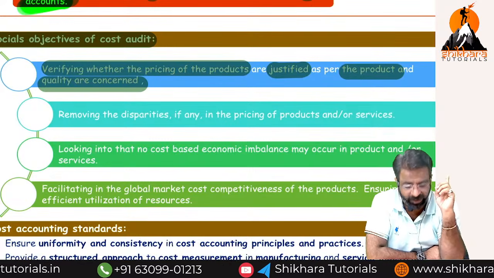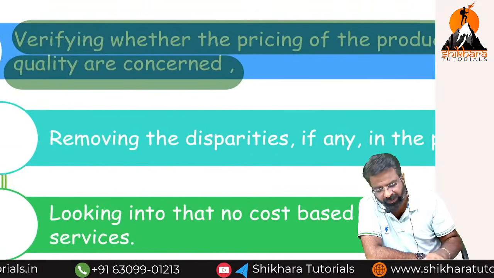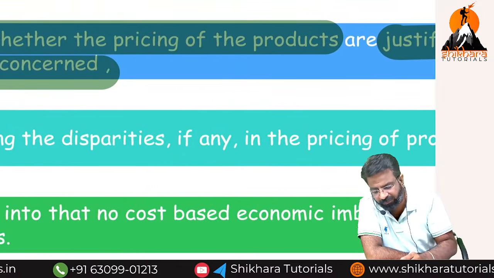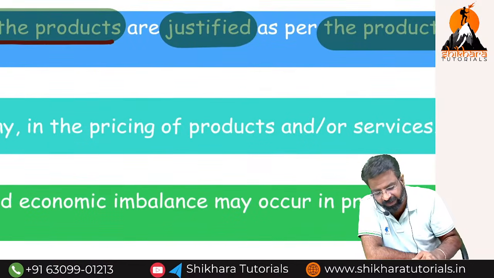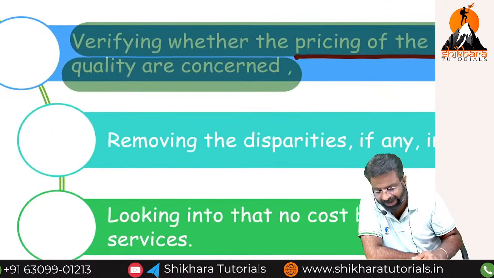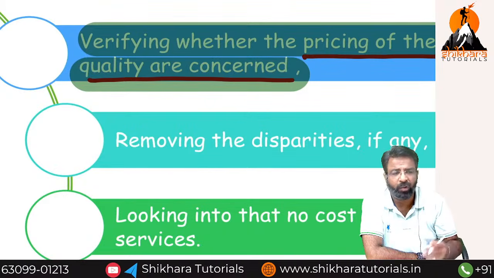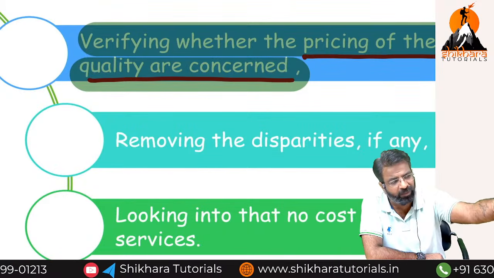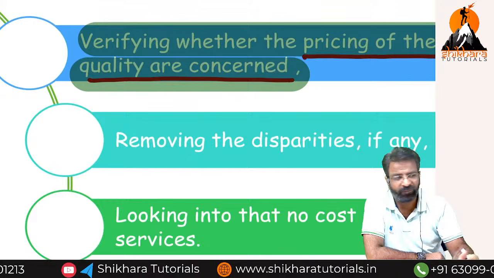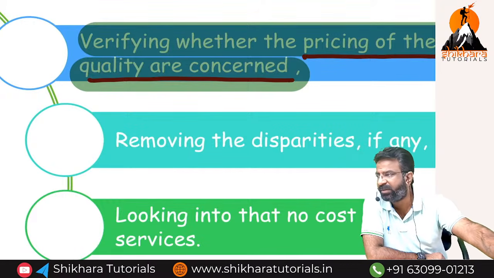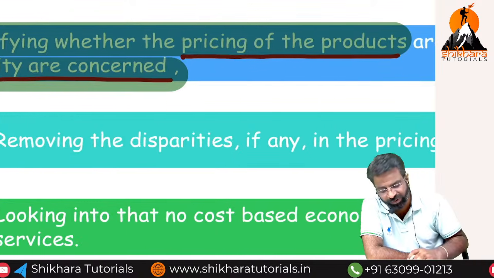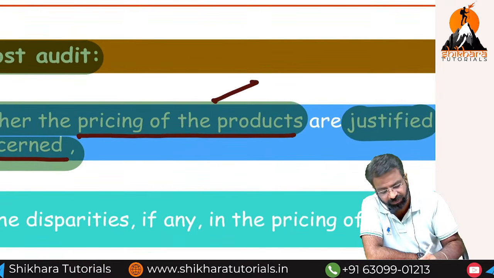Read point number 1 again. Verify whether the pricing of the product is what? Justified as per the product and what? Quality concern. Okay, you give me the best quality, I'm ready to pay 3000 also. But if you're giving me a normal plastic quality, I will not be interested in paying you more than 60 or 70 rupees per bottle. So cost justification. What is our first objective?